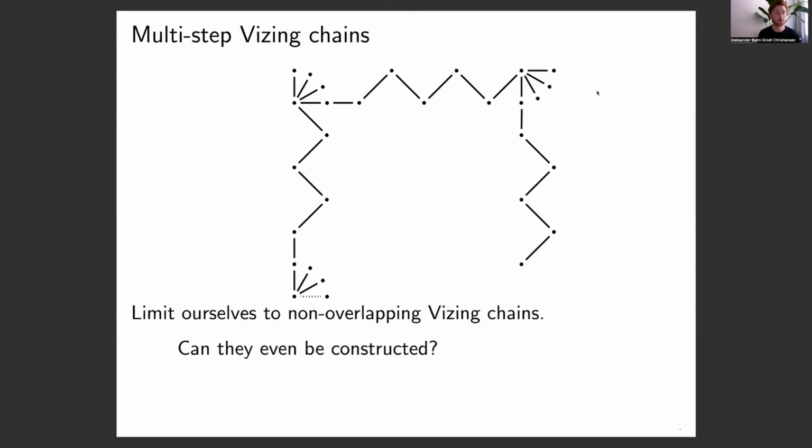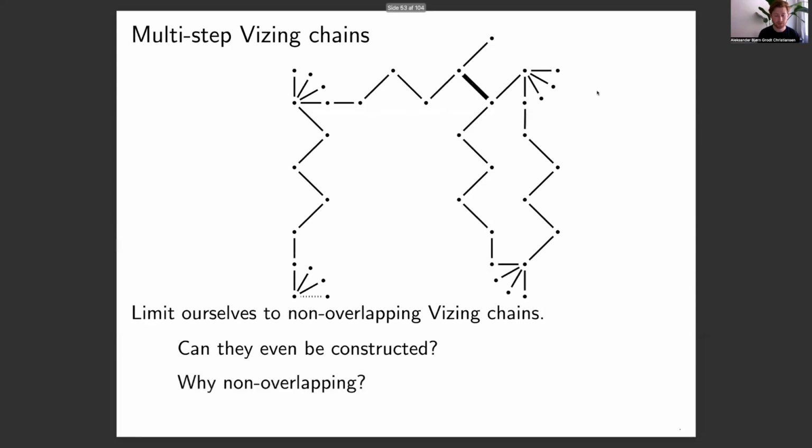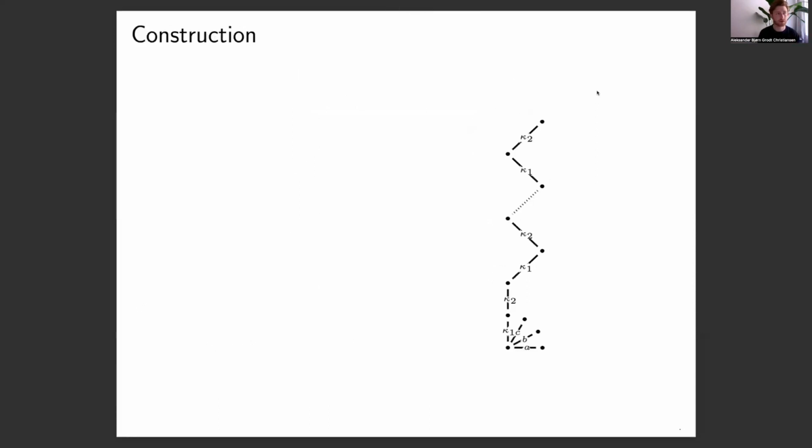A natural first question you can ask is, can these things even be constructed? Yes, they can, as we'll see in the next slide. You can also ask why they should be non-overlapping, and we're going to get back to that later. All right, so the construction is originally due to Christiansen and Vizing.